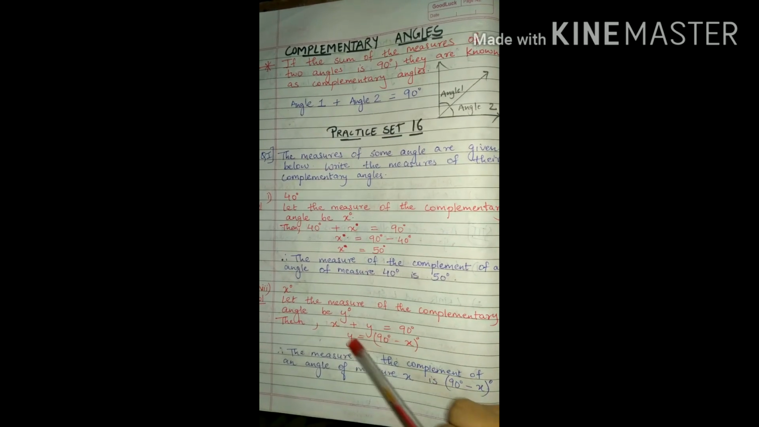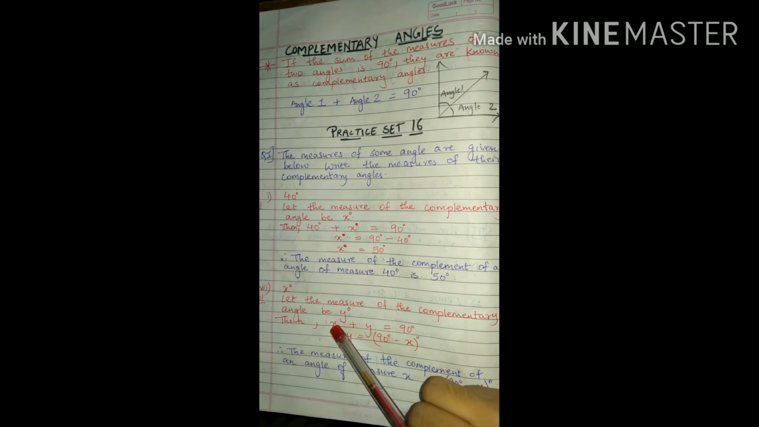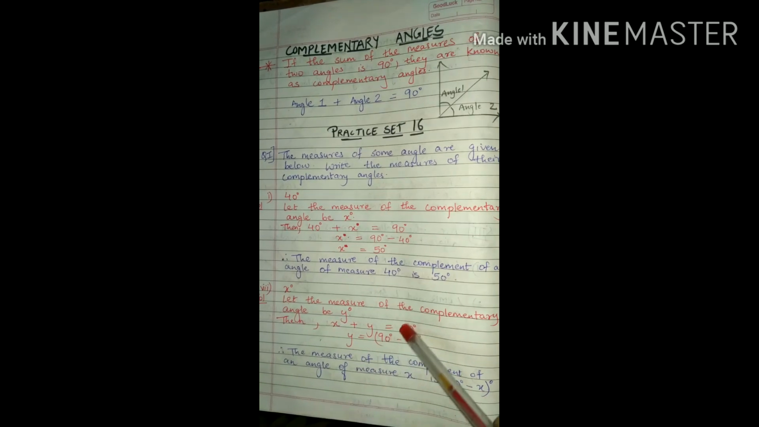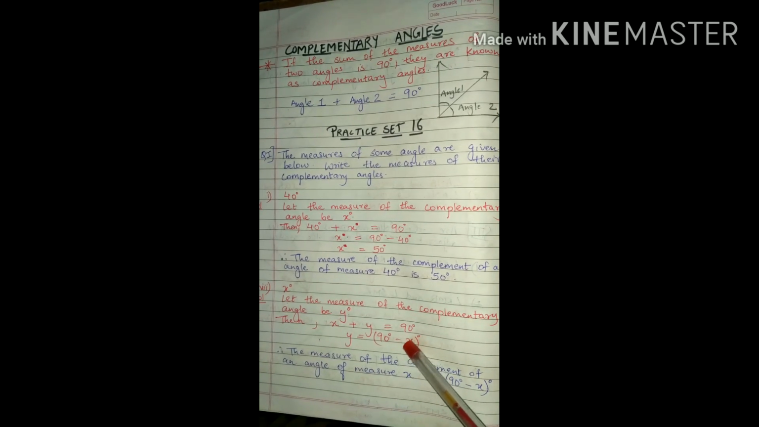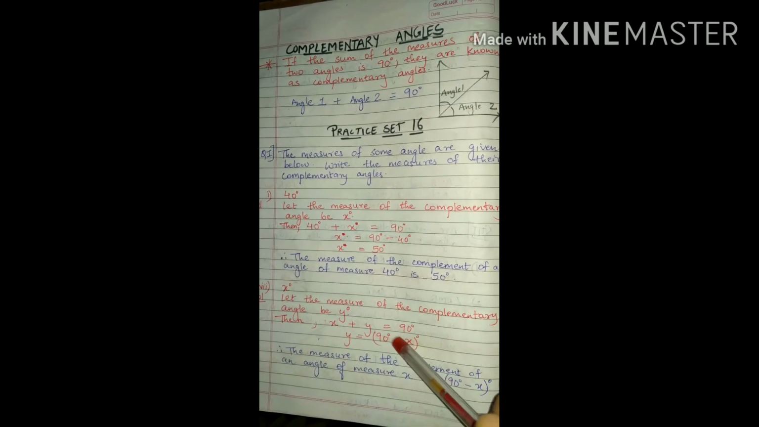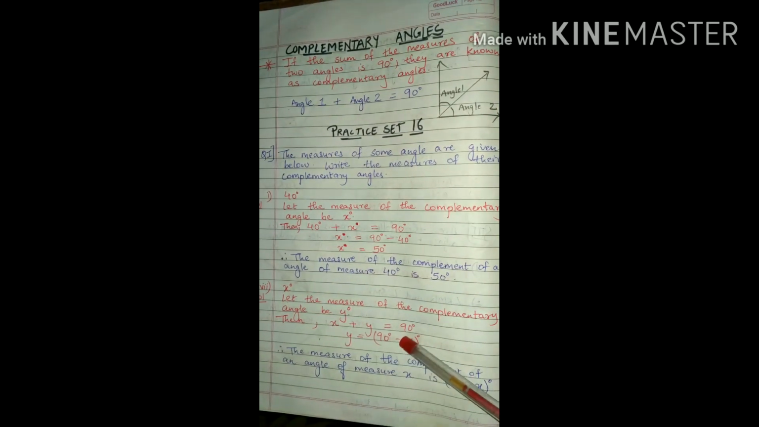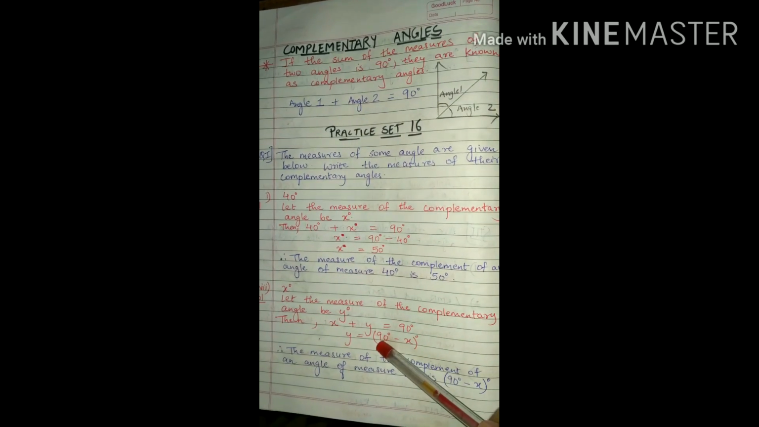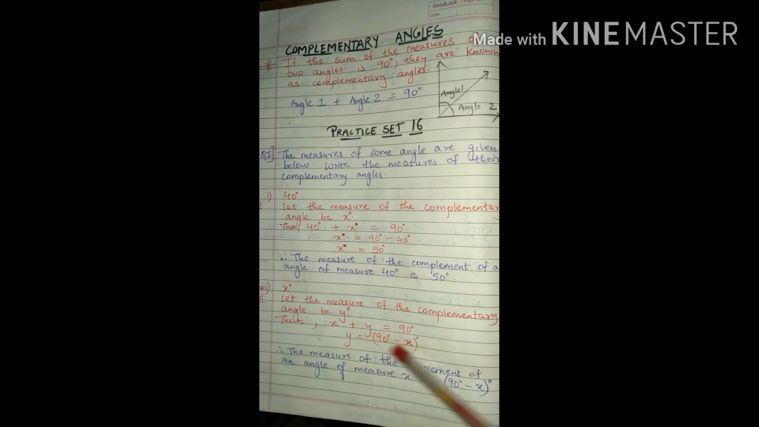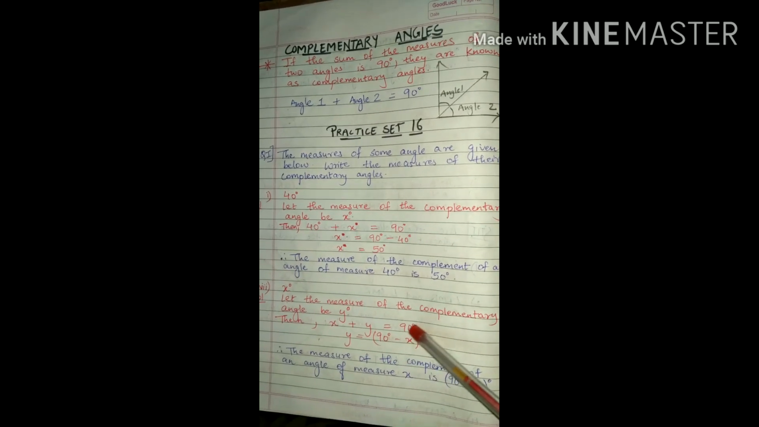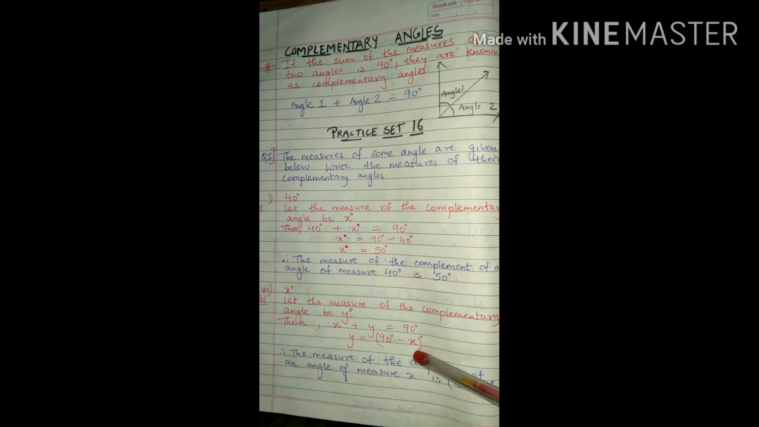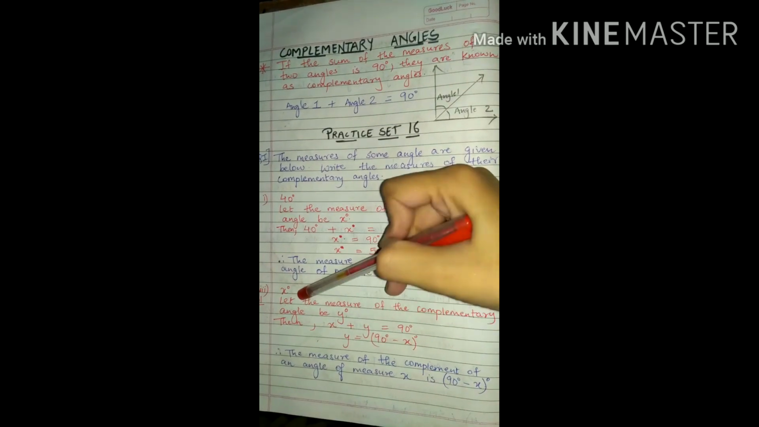See, X going to the other side of equals to, so X has which sign? Plus. Nothing means plus sign. So plus X going to the other side of equals becomes what? Minus X. So 90 degree minus X degree. Okay, so the measure of the complement angle to X degree is how much? 90 minus X. The measure of Y degree is how much? 90 minus X degree. So this is the measure of the complement angle to X degree.